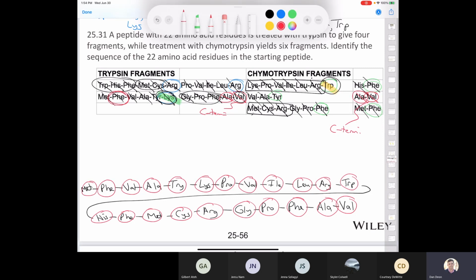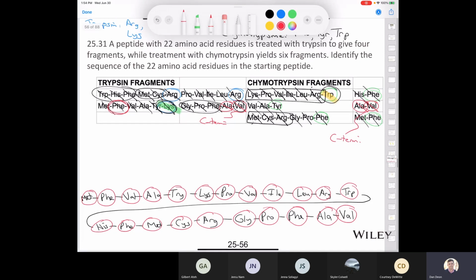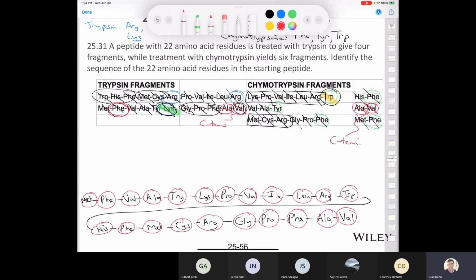And again, it's like solving a puzzle. All I did was I took the fragments from trypsin and the fragments from chymotrypsin, and then I just pieced them together until I used up all 22. And there you go. All right. So that's how you sequence a peptide.